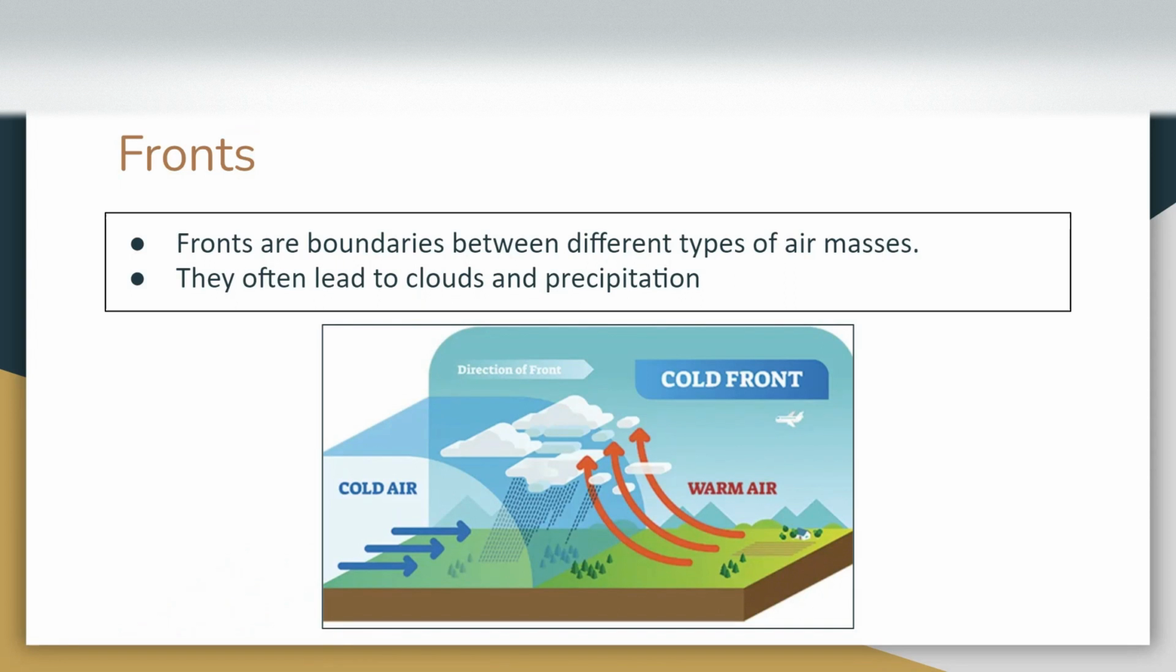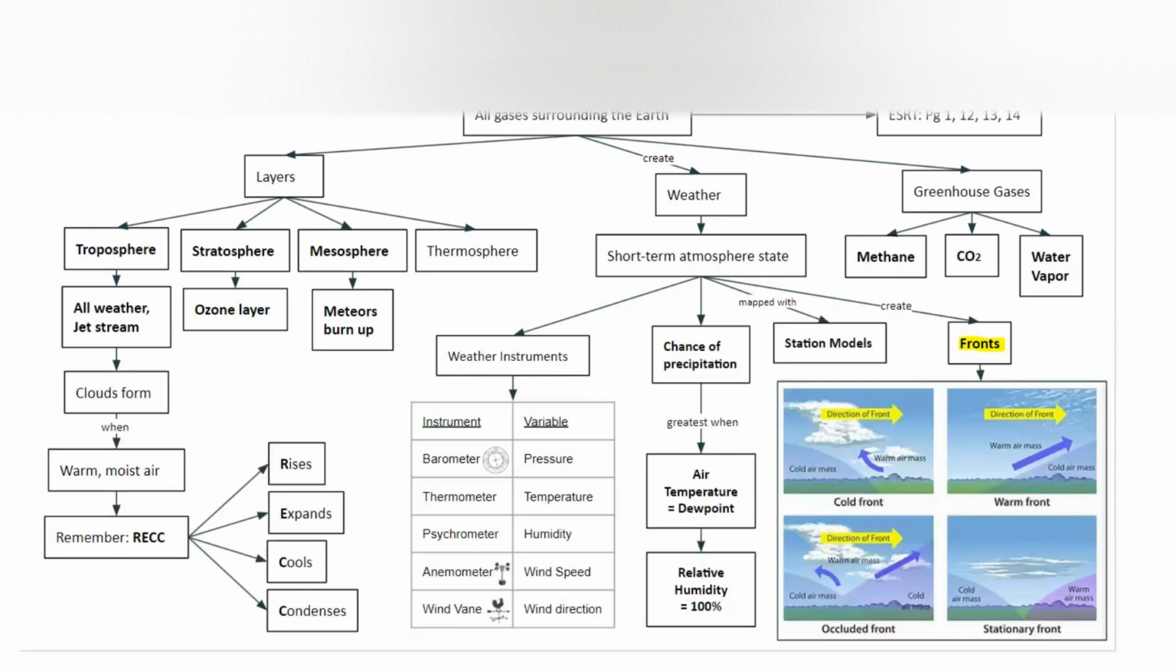The reason we're talking about warm, humid air masses meeting cold and dry air masses is because that's when they form rain and precipitation. Okay? So make sure you have your note packet out and go ahead and write these notes down, whether it's the short atmospheric state and they create fronts. And you're also given this diagram here about the different types of fronts.